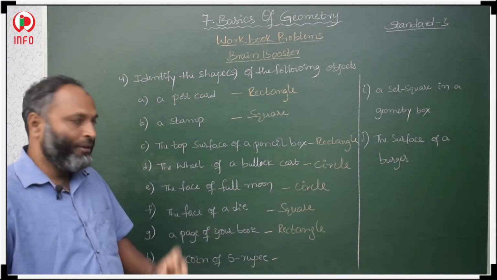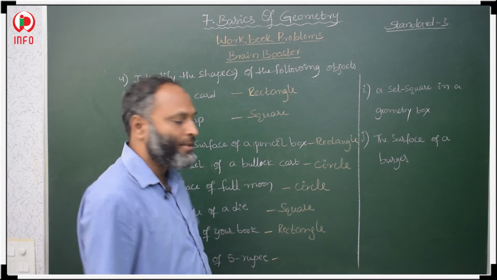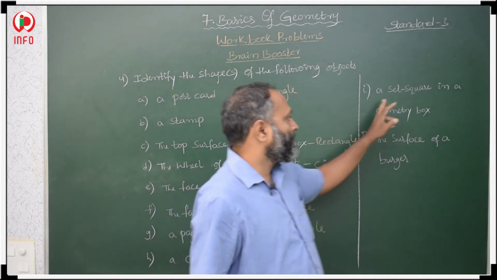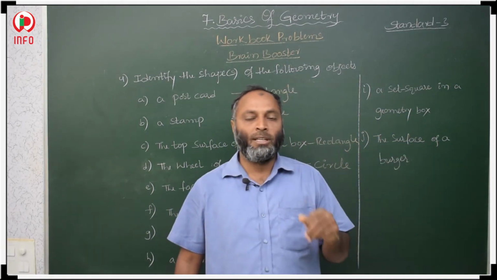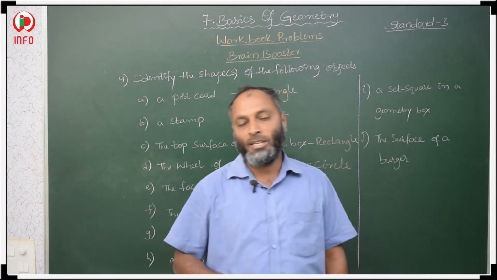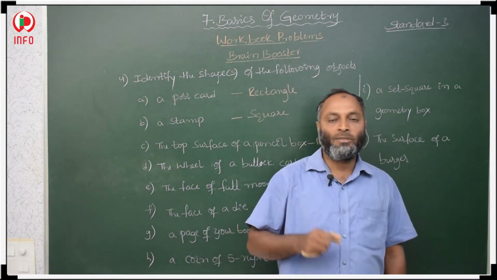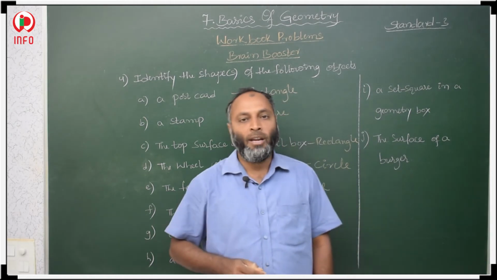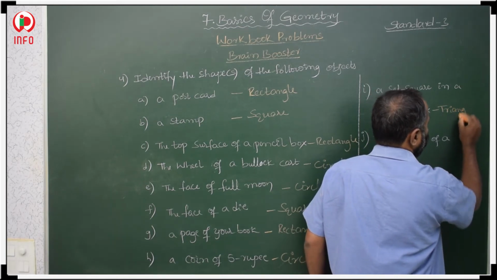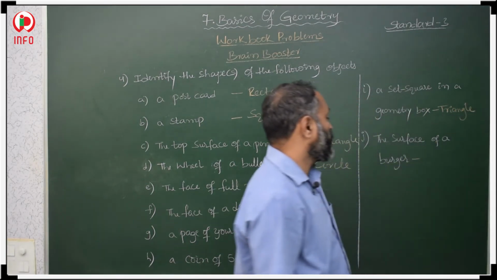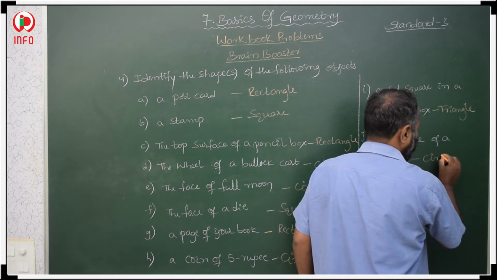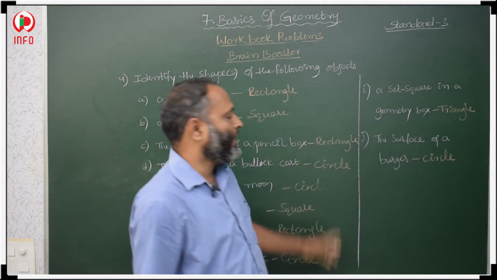Next, the 5 rupee coin. A 5 rupee coin is circular in shape. It is a circle. Next, a set square in a geometry box. In a geometry box, set squares are there. The 2 set squares are in triangular shape. Once you check in the geometry box, 2 set squares are there. Those set squares are in triangular shape. Triangle. The surface of a burger. Burger surface is a circle. Okay. So in this way we have to identify the shapes and write.